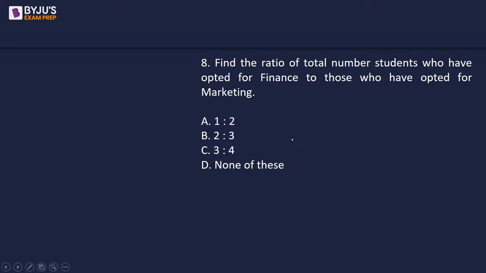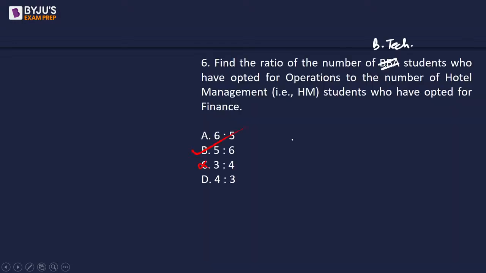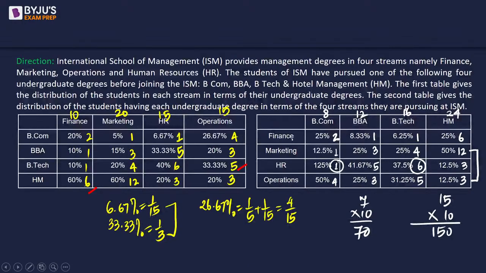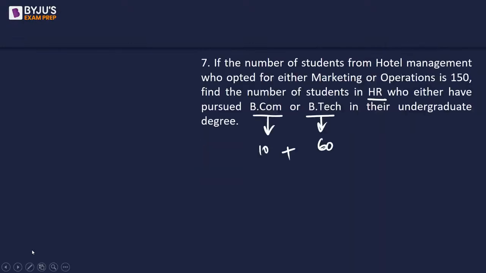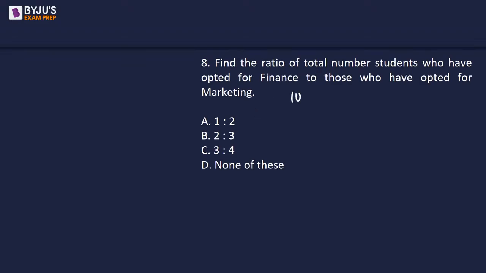Okay, next. Find the ratio of total number of students who have opted for finance to those who have opted for marketing. So total number of students who have opted for finance and the number of students who have opted for marketing. So we need to find the ratio of these two. So 10:20. So 10:20 will result in 1:2, right?